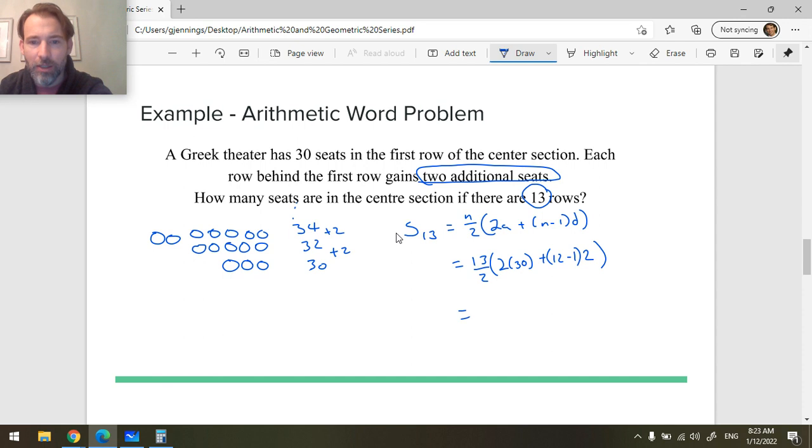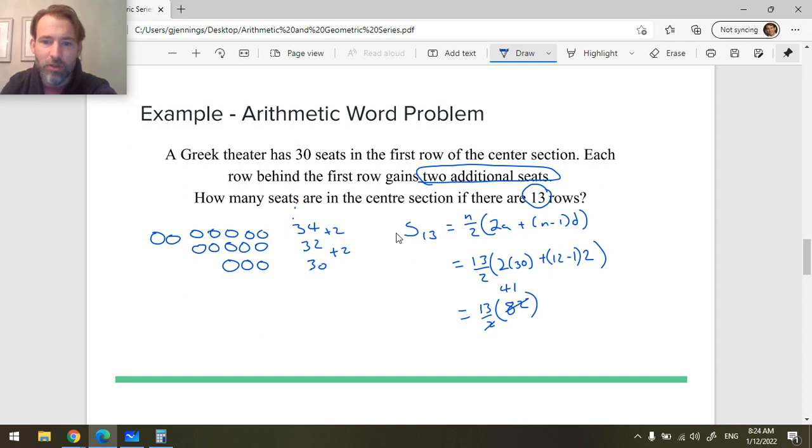And now evaluate. 13 over 2, I'm just going to leave that alone because I don't want to write an ugly decimal down. I'm just going to leave that as a fraction. That's fully reduced. So 13 over 2 multiplied by 60 plus 11 times 2. 11 times 2 is 22. 60 plus 22 is 82. Okay? Now, I'm going to cancel this, and the 82 becomes 41.